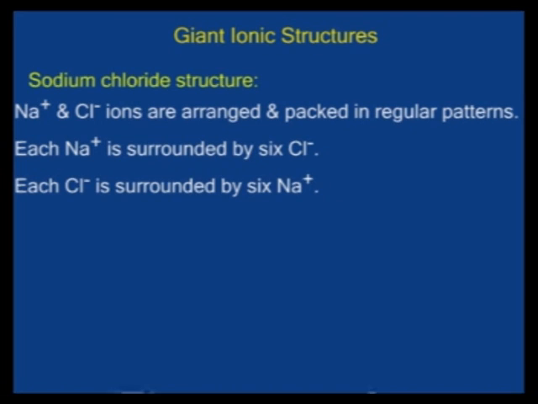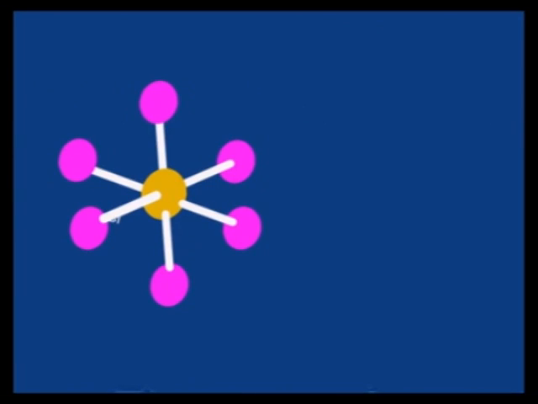In this pattern, each sodium ion is surrounded by 6 chloride ions that are equidistant from it. Equally, each chloride ion is surrounded by 6 sodium ions that are equidistant from it. The pattern repeats itself many times over and in all directions, resulting in the formation of a giant ionic structure. Now let us take that arrangement to represent that information.